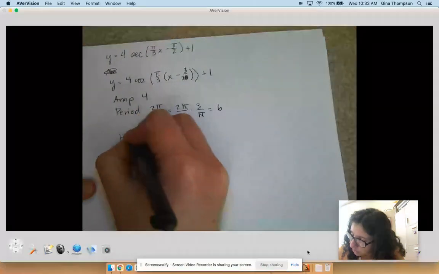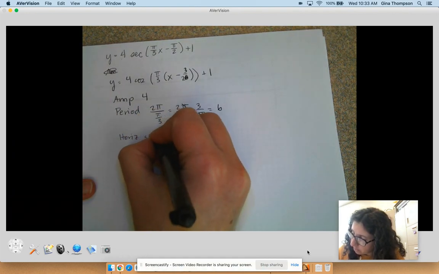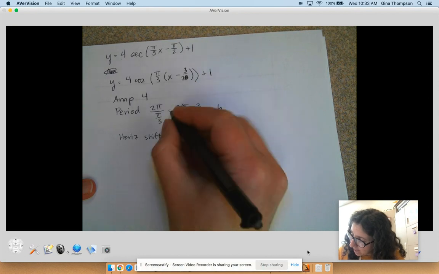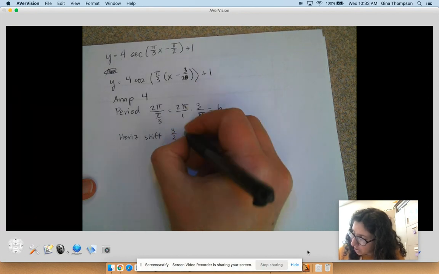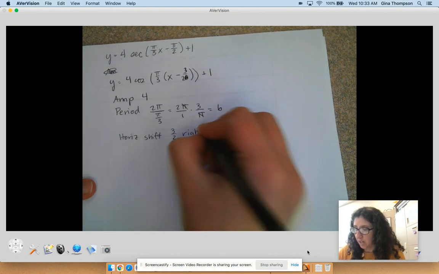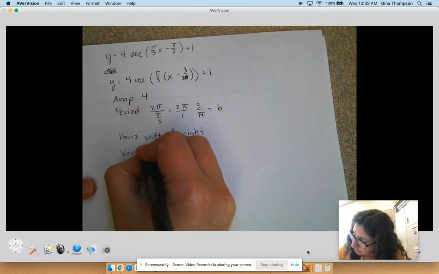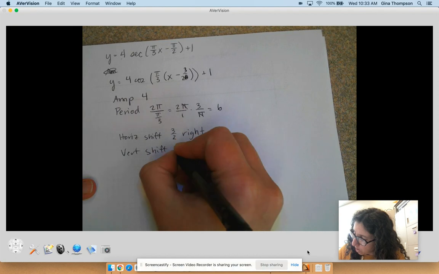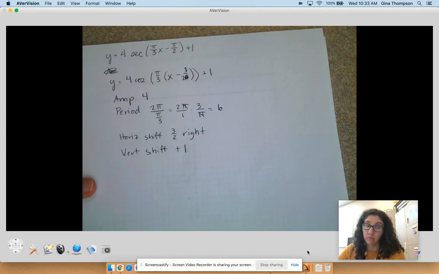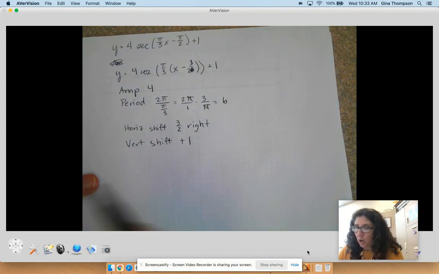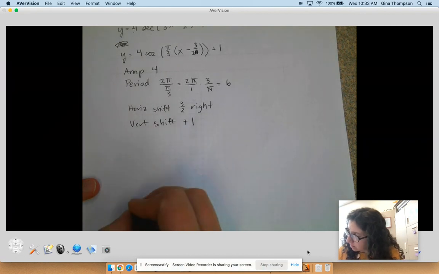Our horizontal shift is 3/2 to the right, since we have x minus 3/2. And our vertical shift is up 1. It's kind of a lot to put together. But we can do this.